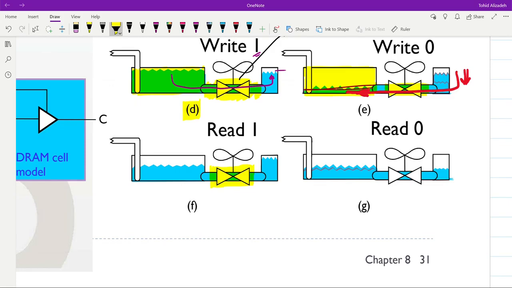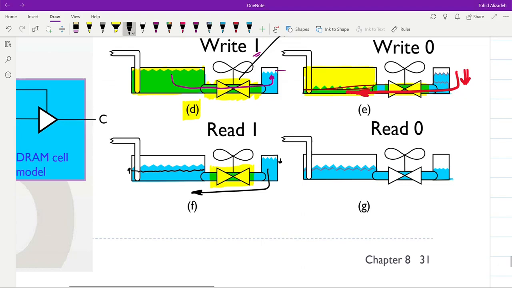For our bigger tank, we have an intermediate level. Let's say the initial level of the water was here. And now when we have the value of 1 stored in the small tank, if we open the valve, we will have the flow of liquid in this direction. So the level over here will decrease a little bit, and the level here will increase a little bit, and that will tell us that we have read the value of 1.